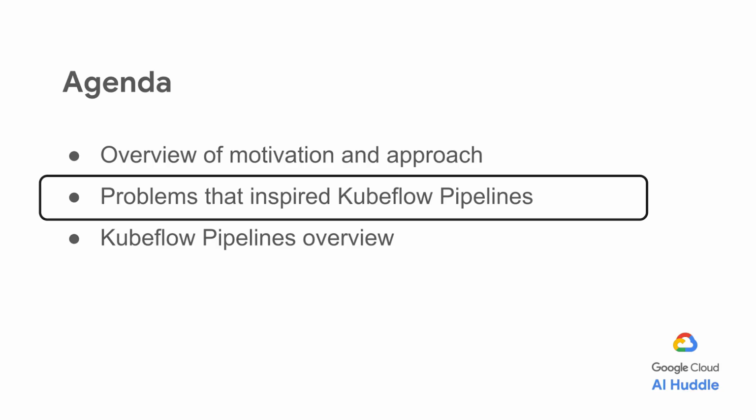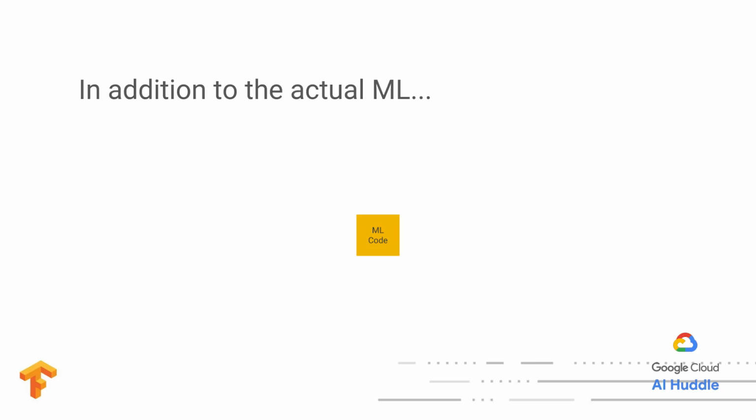So next, I'm going to talk about the type of problems that inspired Kubeflow Pipelines. Let's say you have your problem that you're trying to solve. You figure out where you can gather the data types that you care about for this type of problem. You create your CSV file. You do your pre-processing of that file and have your Python for pre-processing.